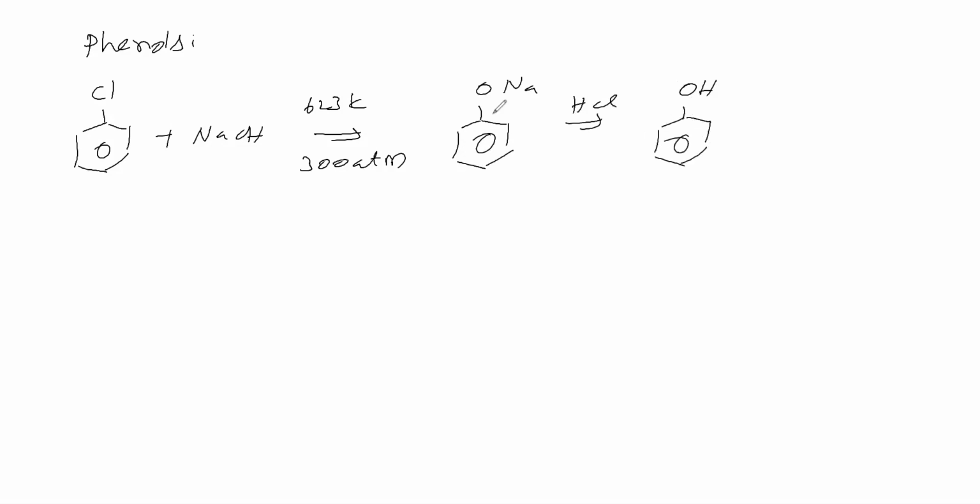So why are we getting phenoxide? The Cl is replaced by OH minus, so we should get phenol only, one can say. But this phenol is an acid. It can react with the sodium hydroxide base to give sodium phenoxide.